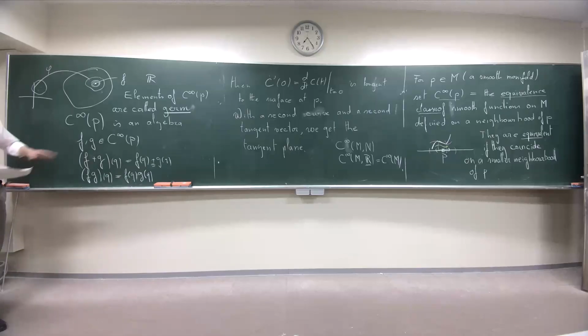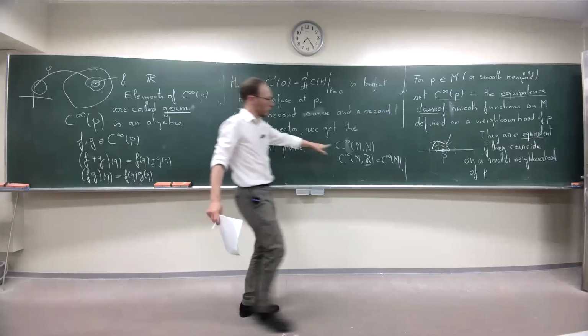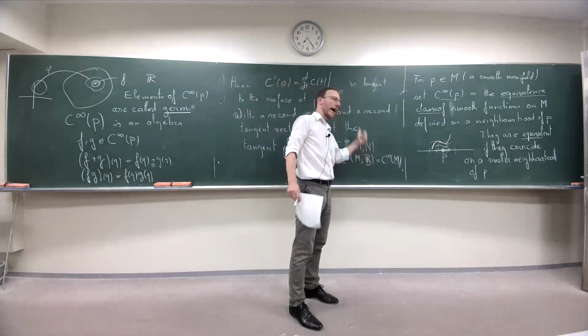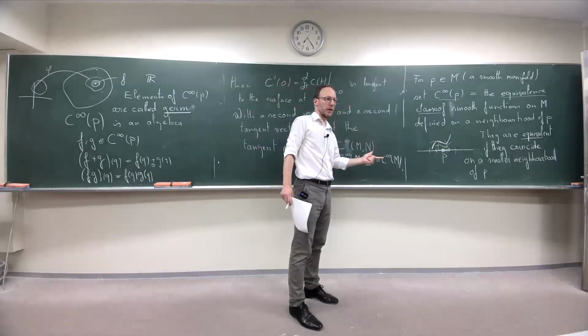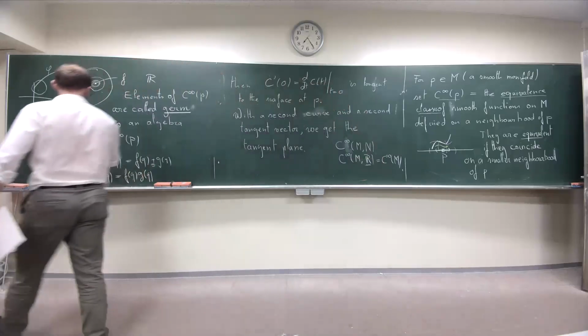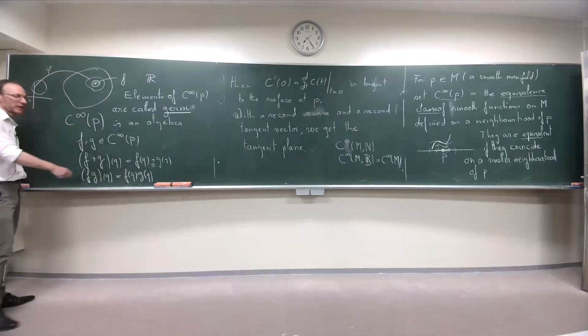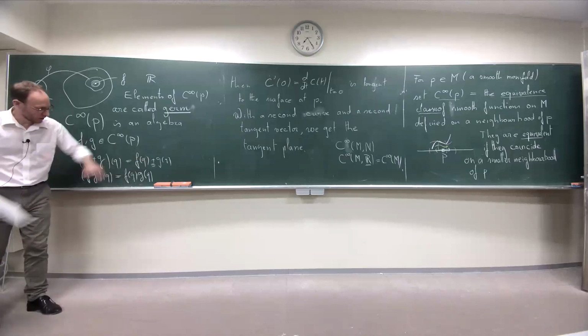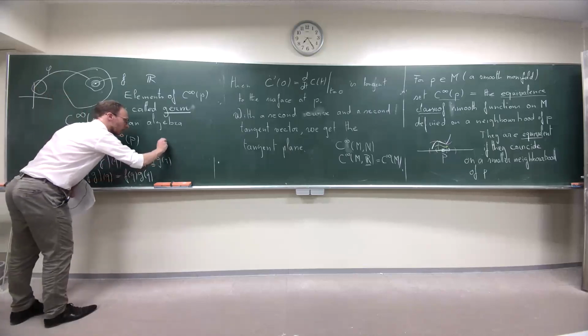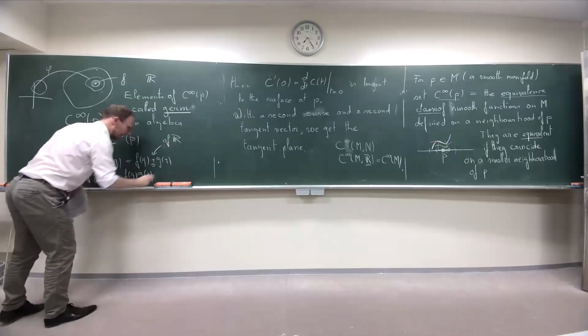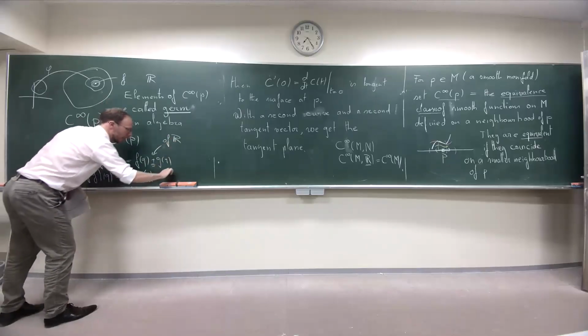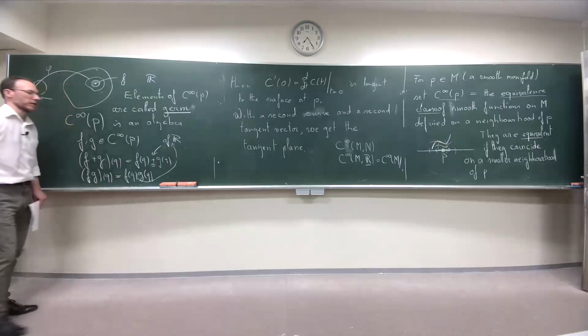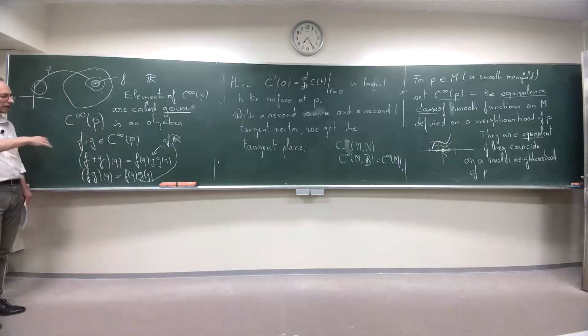So as long as you work with functions with values in R, R has an addition and a multiplication. So you can add two functions, multiply two functions, simply because you have the addition. This is the addition of R. And here you have the multiplication of R. It doesn't matter if you are on a manifold or on something else.